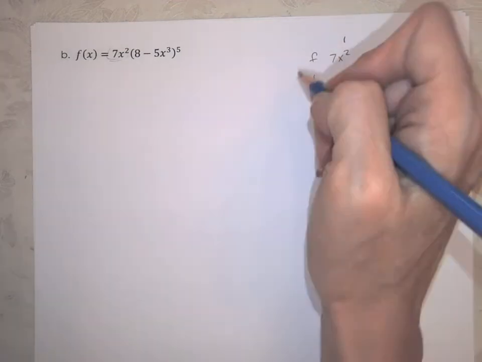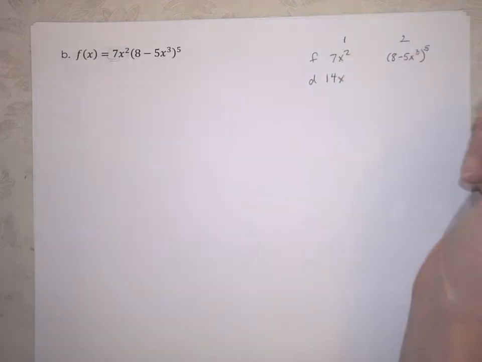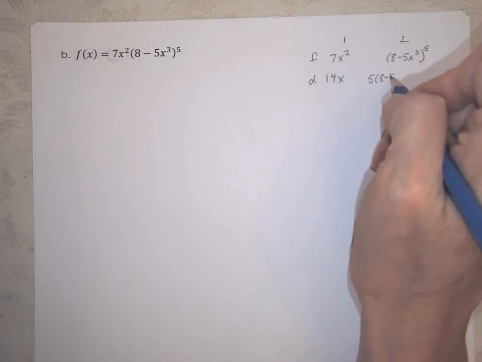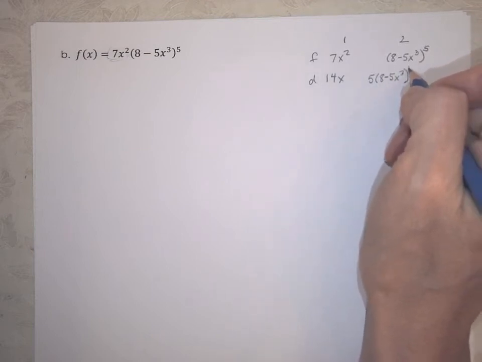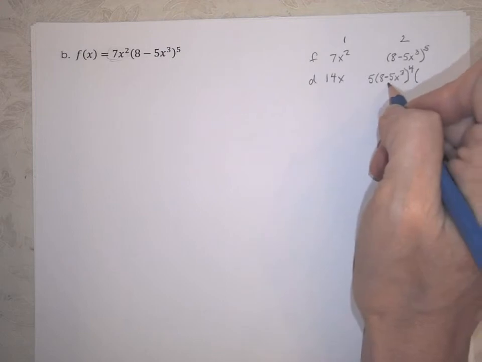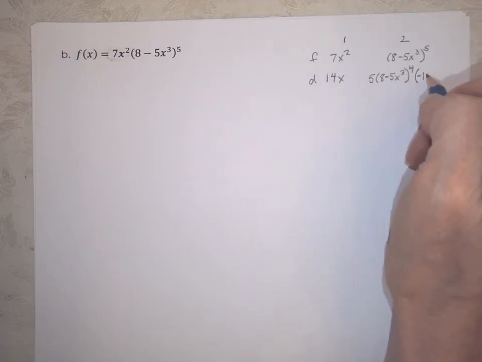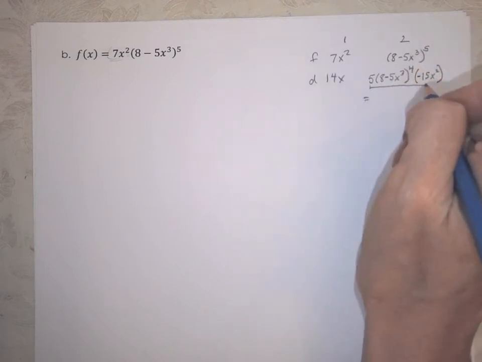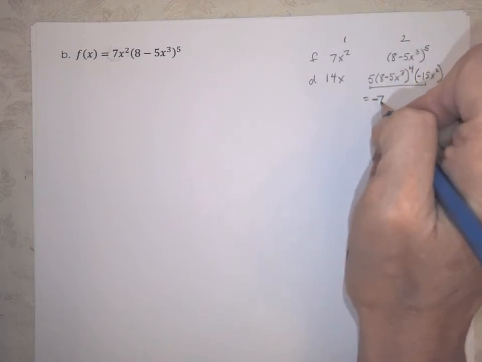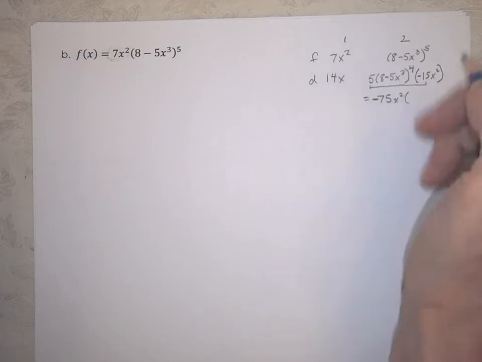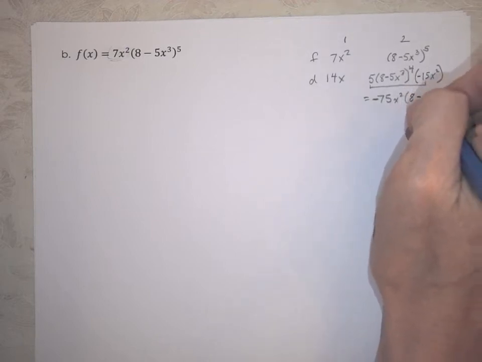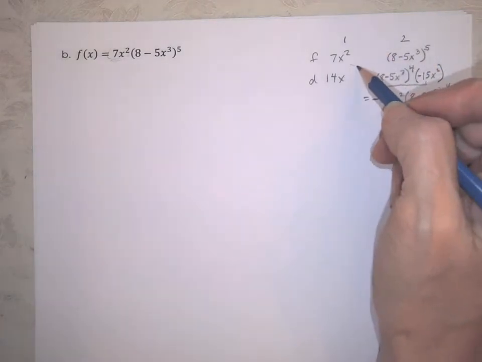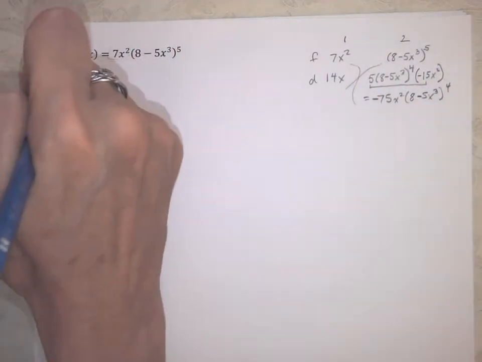The derivative of the first is 14x, and the derivative of the second is going to be 5 times (8 minus 5x cubed) to the 4th, then times the inner derivative, which is going to be negative 15x squared. And then I can multiply those together to give me negative 75x squared times (8 minus 5x cubed) all to the 4th. So you're setting it up now to use the product rule.